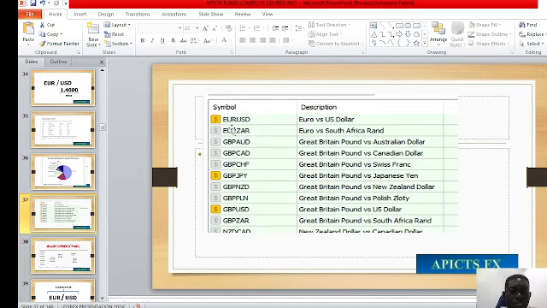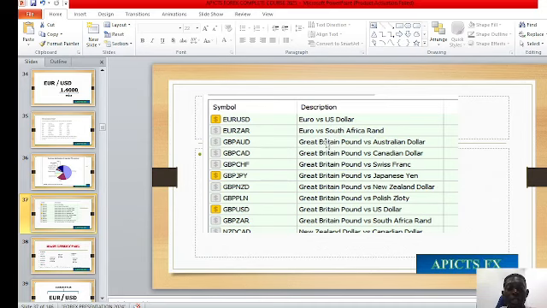I don't know what Z they're looking for, but let's just accept it like that. That's EUR/ZAR, Euro versus South African rand. Then you have GBP/AUD, Great British Pound versus Australian dollar, GBP/CAD, Great British Pound versus Canadian dollar, GBP/CHF, Great British Pound versus Swiss franc, then GBP/JPY, Great British Pound versus Japanese yen, GBP/NZD, Great British Pound versus New Zealand dollar, and like that.